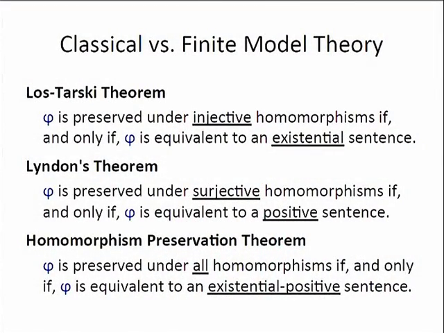Here are three of the classical preservation theorems from classical model theory. The first one, the Łoś–Tarski theorem, says that a formula phi is preserved under injective homomorphisms if and only if phi is logically equivalent to an existential sentence. I'm not going to go into any detail about these results, I just want to point something out, so don't worry if the statement doesn't make immediate sense to you.